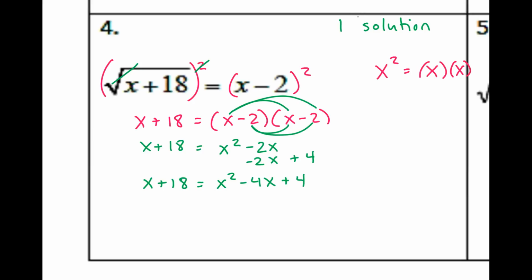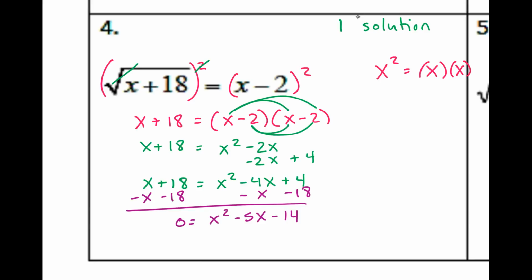Good. So I am going to subtract x over and subtract 18 over. What is 4 minus 18? Negative 14. And I get x squared minus 5x minus 14. Good. And then again, how do I solve this quadratic? You do your x method. You factor it.